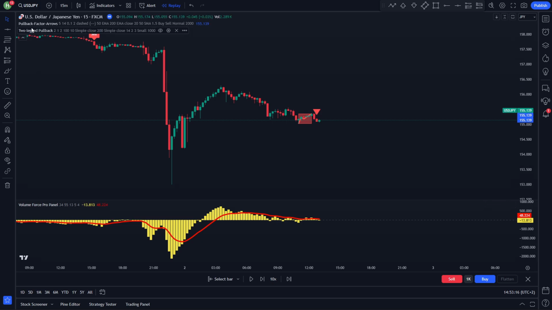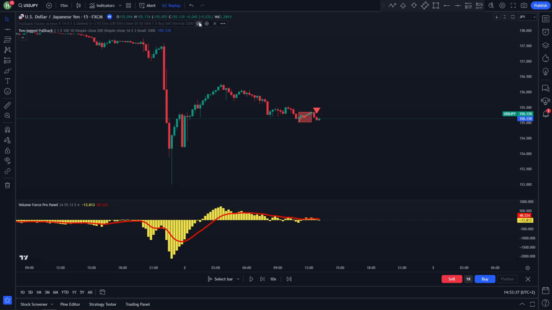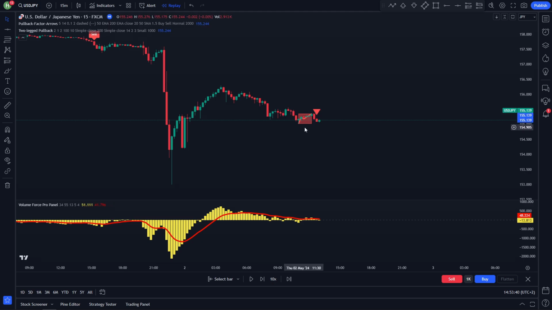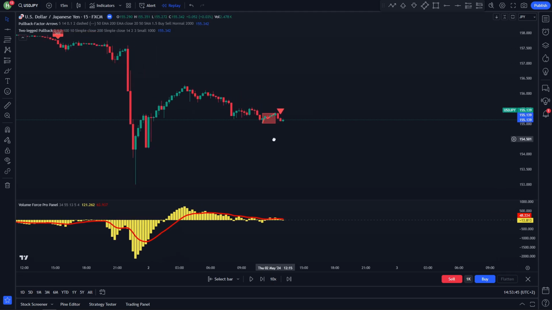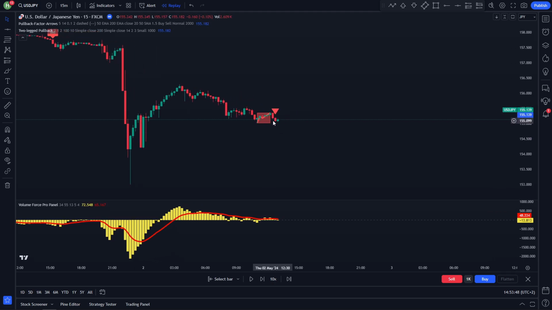For our next example, I've selected the US dollar against the Japanese yen in the 15-minute time frame. From the chart, we can observe a major sell-off in the pair before entering a period of consolidation or pullback. The first initial sell-off was captured by our pullback factor indicator, so now we are waiting for a second confirmation from the two-legged pullback. Once we receive the second sell alert, we can take a closer look at the volume force pro to ensure we have enough momentum for the downtrend to continue.